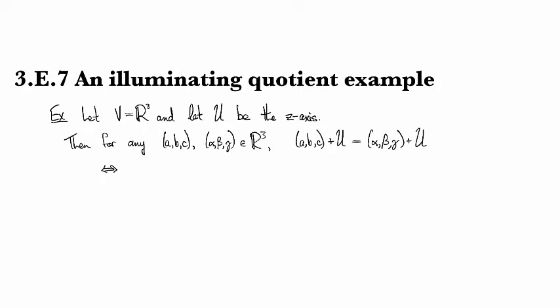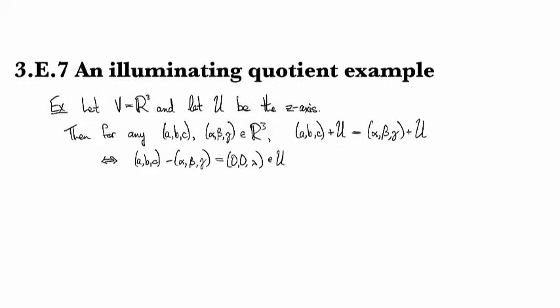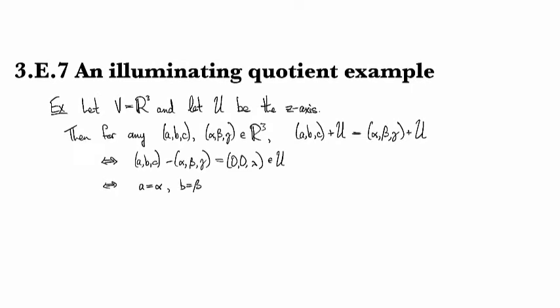if and only if their difference is an element of U, which means it's going to look something like that, right? And then this is going to be true if and only if A equals alpha and B equals beta, and then there's no condition on the third coordinate because we can sort of take up the slack with the (0, 0, lambda) term for anything else.